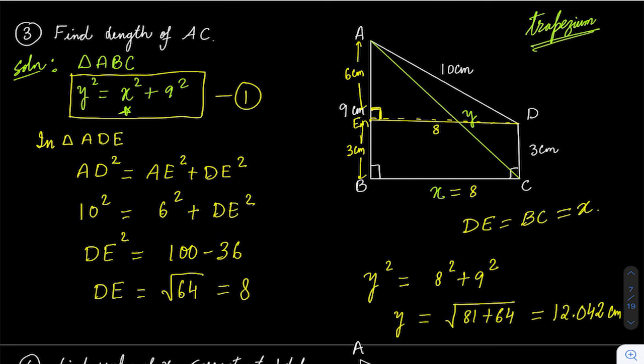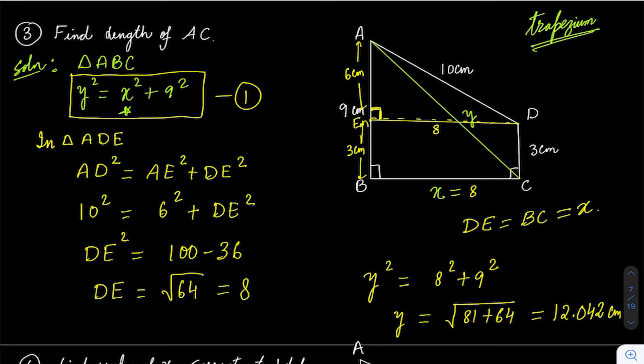So I hope everyone understands this. There will be questions in which you will have some quadrilaterals, or you can have more than one triangle. And you might have to apply the Pythagoras theorem more than once to get your final answer. As you can see in this case, first we find the length BC and then we use triangle ABC to find AC.